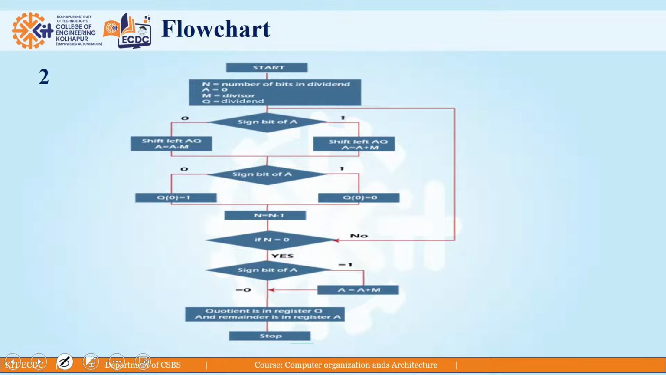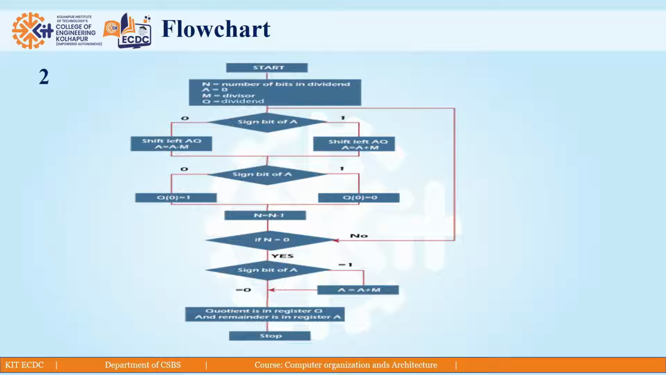Now we will draw the flow chart for the same. So in the flow chart, which are the things that we can see? See here. First, we have to load the number of bits in the dividend. Then the accumulator should be 0, M that is the divisor, and Q, all these things we first have to load.